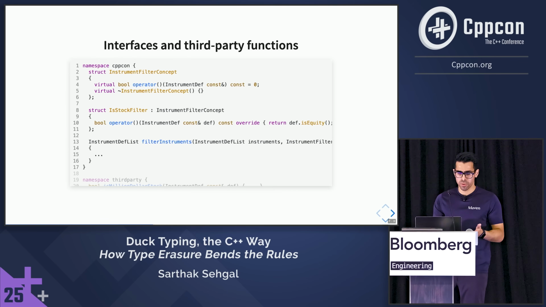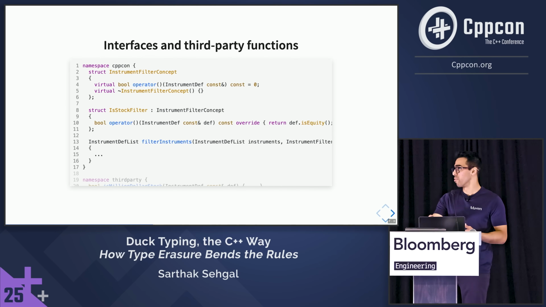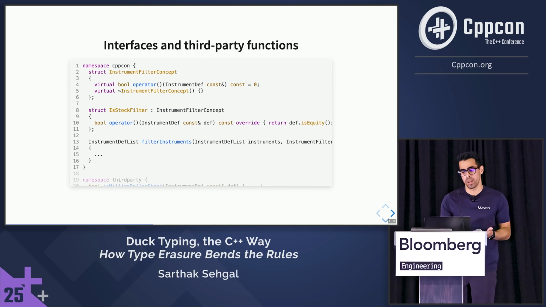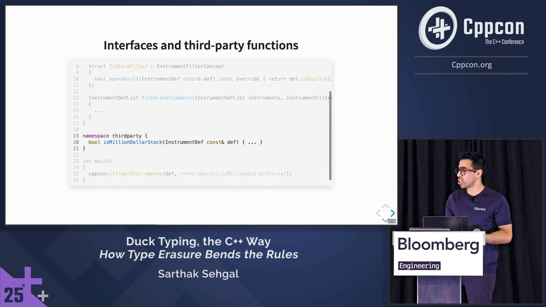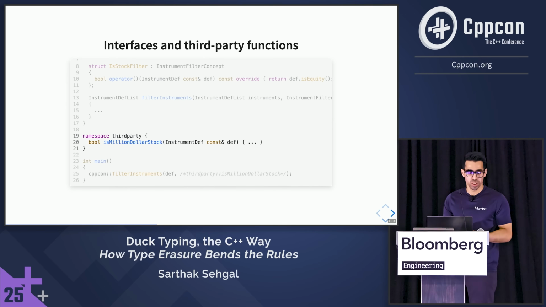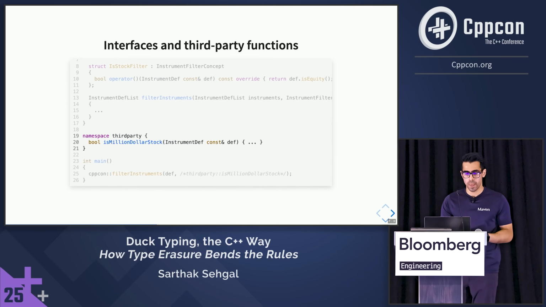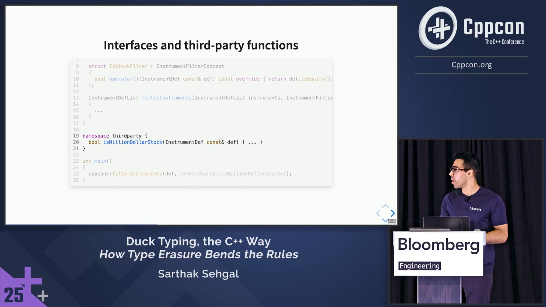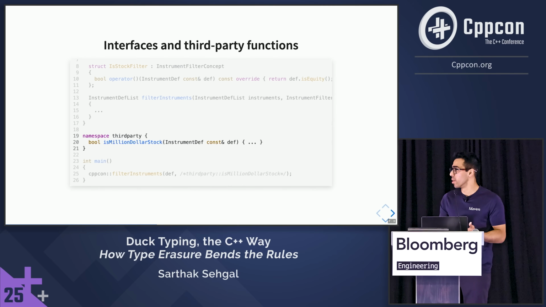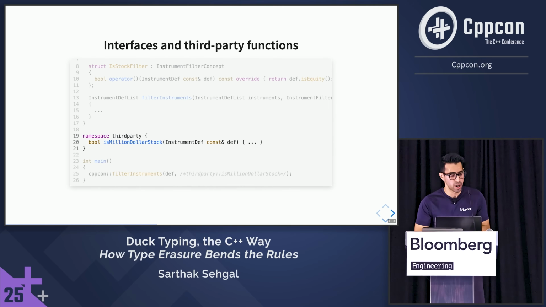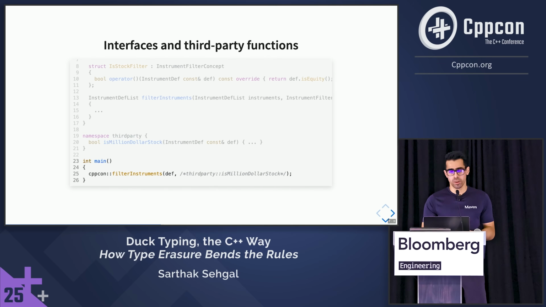Now, this works fine as long as it's my own library. The instrument filter concept is being defined by me, so any type inside my own library can inherit that, and I can use that. But the challenge is, what if there's a third-party library that has this magical function, is $1 million stock, and I want to use this function, and how do I use it inside my library? Because this is not bound by the interface that's defined in my library. So let's try to address this.